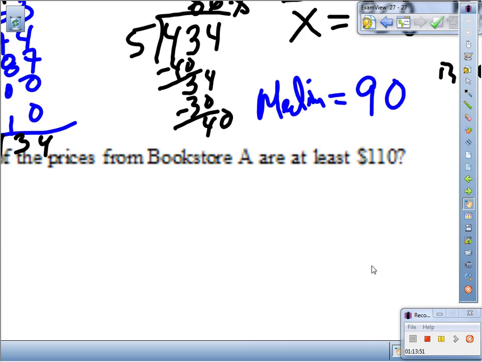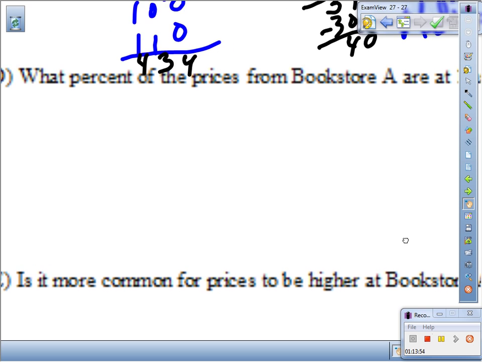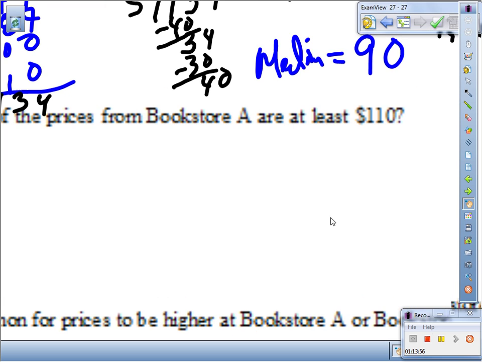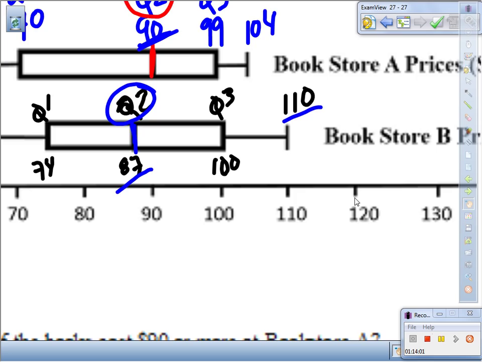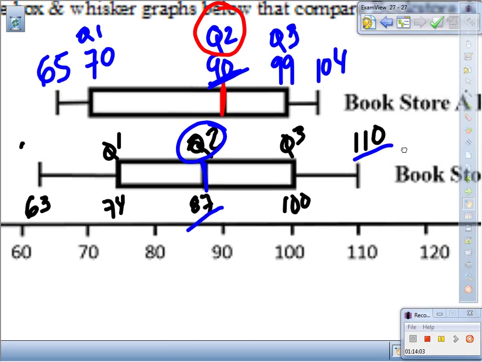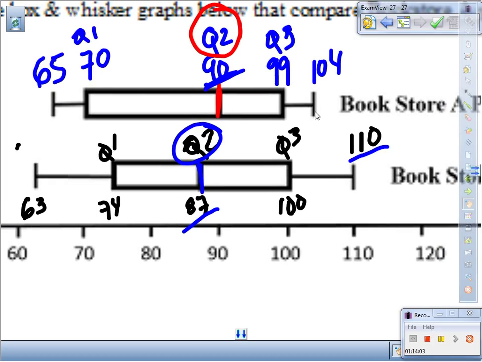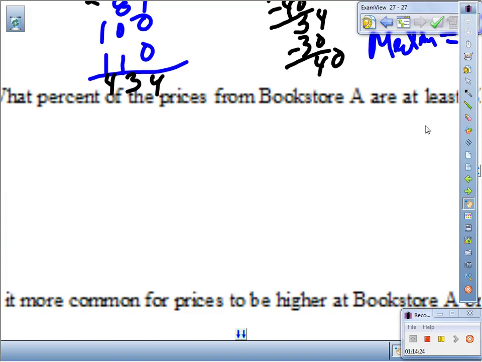And the last question. Oh no, there's 2 more, my bad. What percentage of prices from bookstore A are at least 110? So let's go to bookstore A. What's the highest price on bookstore A? Okay, 104. So they're asking, what percentage of the books at bookstore A are $110? 0, because there is none. So you put 0%.